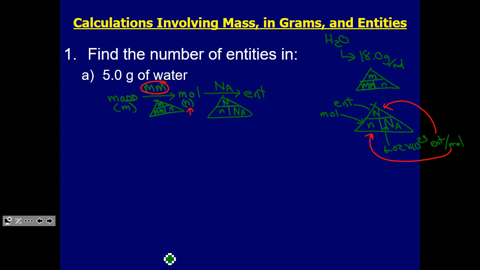So I'm going to cover up the triangle. I'm going to cover up the N. N is equal to mass over molar mass. I have 5.0 grams, and the molar mass is 18.0 grams per mole. Pause for calculator finding. 5 divided by 18.